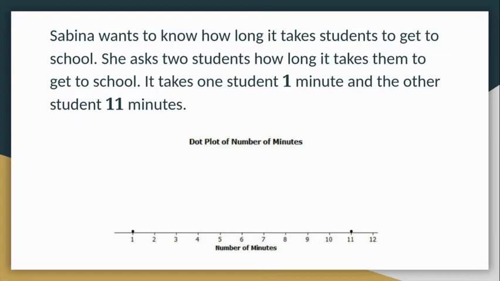To do this, we must total the number of minutes and divide them equally amongst the 2 students who were surveyed. 1 plus 11 is 12. 12 divided by 2 gives us a mean of 6 minutes.